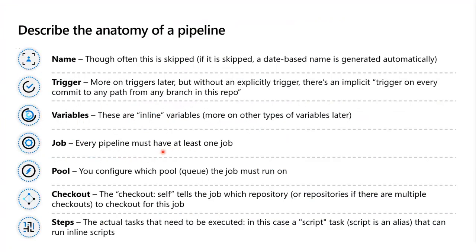Job. Every pipeline must have at least one job. The pool. So remember the pool of agents, or where the jobs are going to be executed. And the checkout tells the job which repository or repositories, if there are multiple checkouts, to check out for this job. And the steps, the actual tasks that need to be executed, in this case, a script task that can run inline scripts.